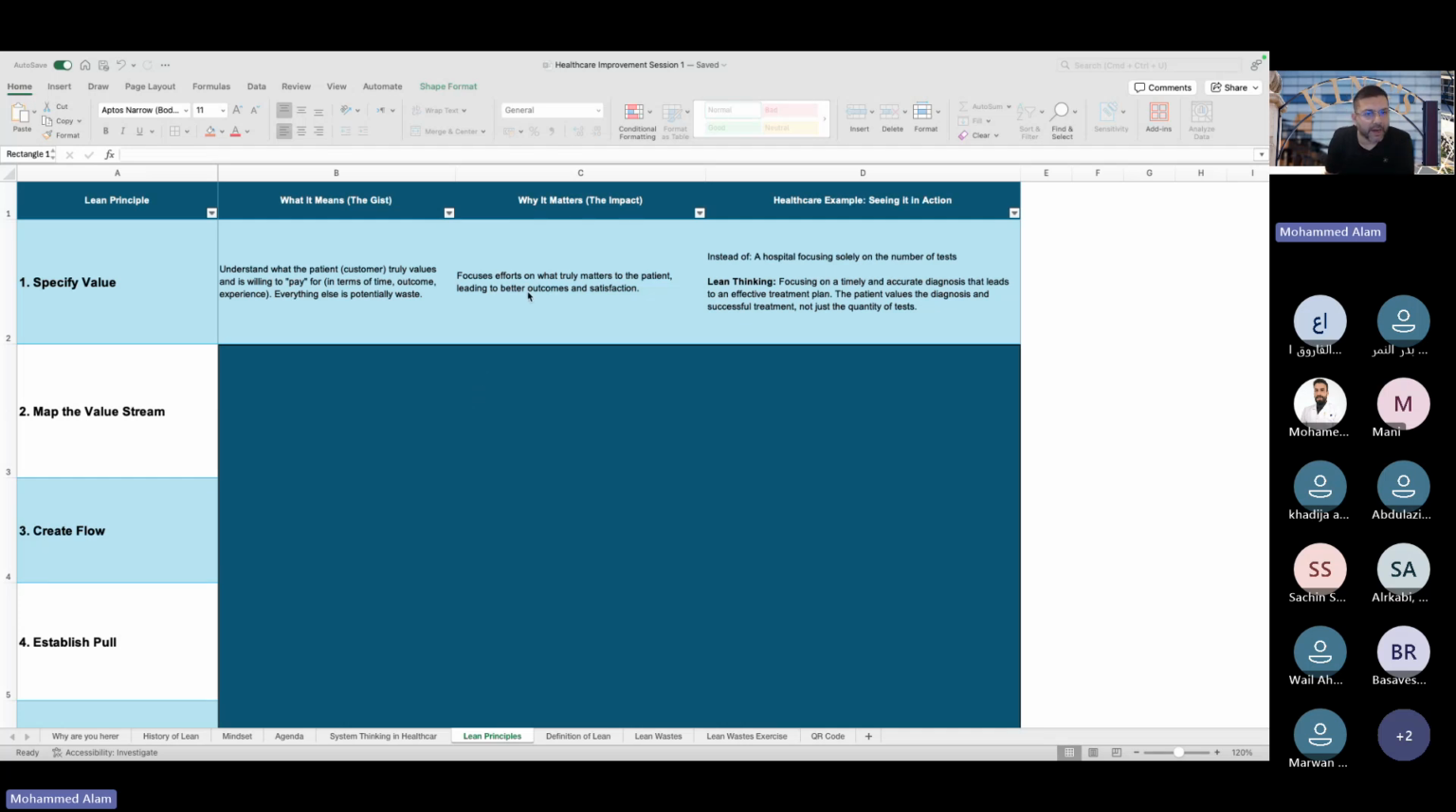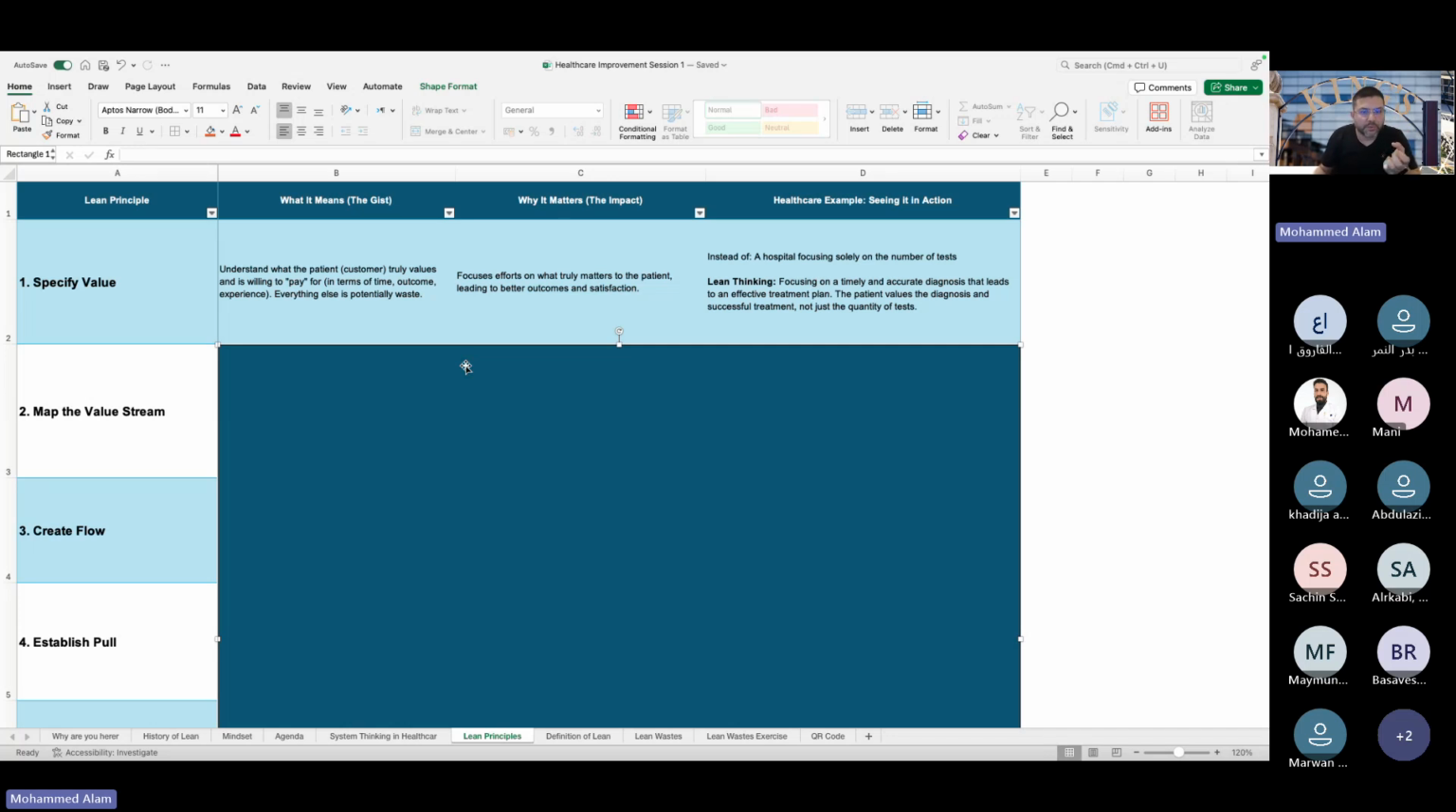Now, why does it matter? Because this specify value principle, this is where it starts. This is where the thinking starts. Is it a value add activity or a non-value add activity? It focuses efforts on what truly matters to the patients, leading to better outcomes and satisfaction. The second is, now we understood what the value is, what the customer is looking for, when the patient, let's say, is coming to a hospital, or a customer is going to a bank, or a customer is going to a mall for shopping.